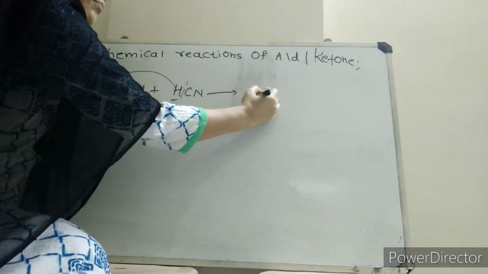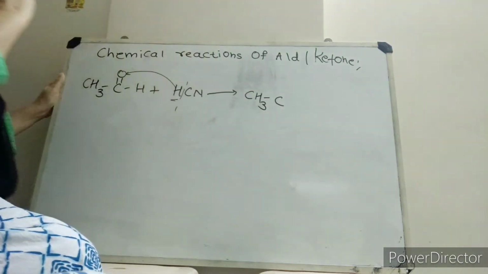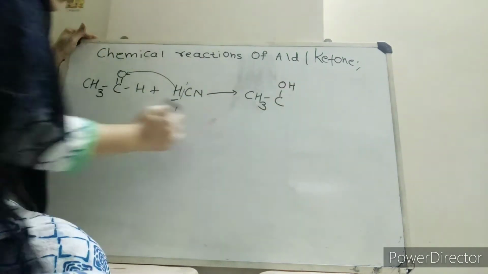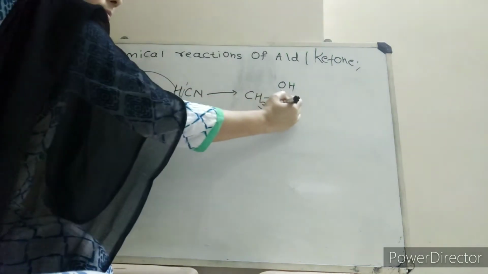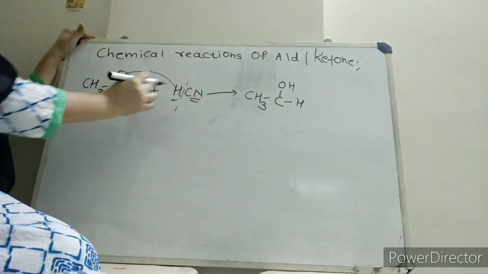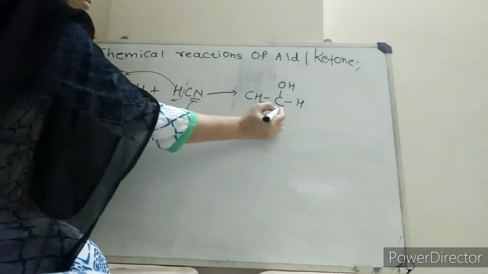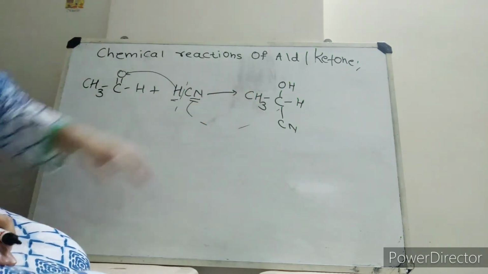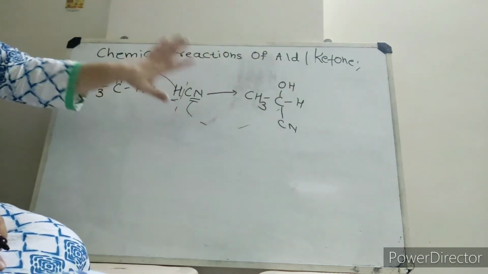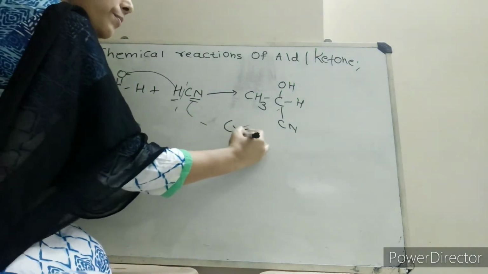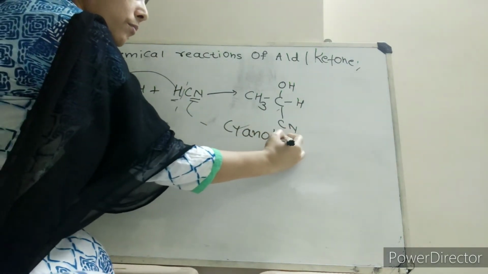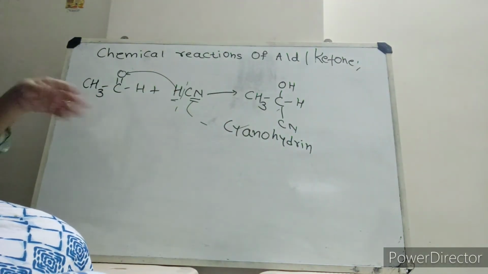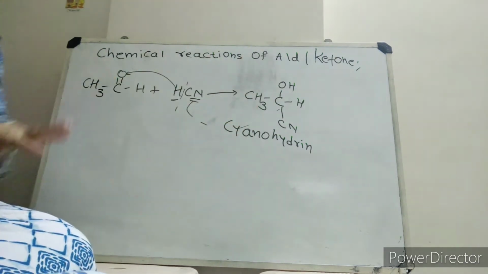So CH3C, the double bond becomes single bond, OH. This hydrogen will remain as it is. What about this cyanide? This cyanide is combined to this carbon, attached to the fourth valence of this carbon. So this product is known as the cyanohydrine. It is produced from the acetaldehyde, so it is known as acetaldehyde cyanohydrine.